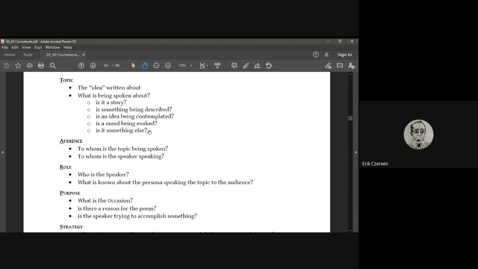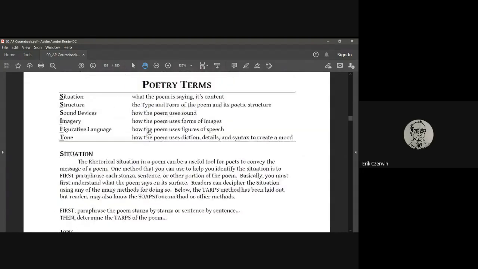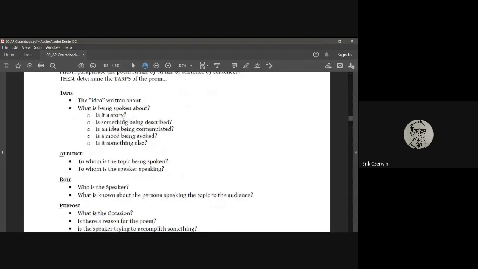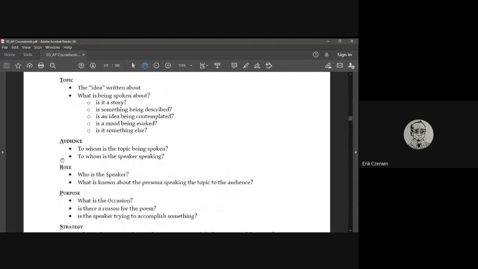So that kind of covers the SIFT method in brief, and then a little bit more detail on the rhetorical situation method that I use in this course, which is topic, audience, role, purpose. I hope that helps you to orient yourself today and for the rest of this week.